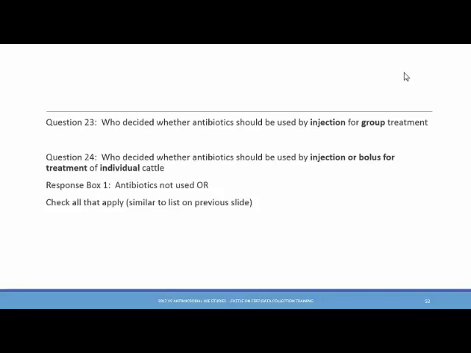So box 1, again, is antibiotics not used. Or you can check all that apply, which is similar to the list on the previous slide. And we're looking for information on who decided whether antibiotics should be used. Then question 24, injection or bolus of treatment for individual cattle. So question 23 is for group, and question 24 is for individual treatment.